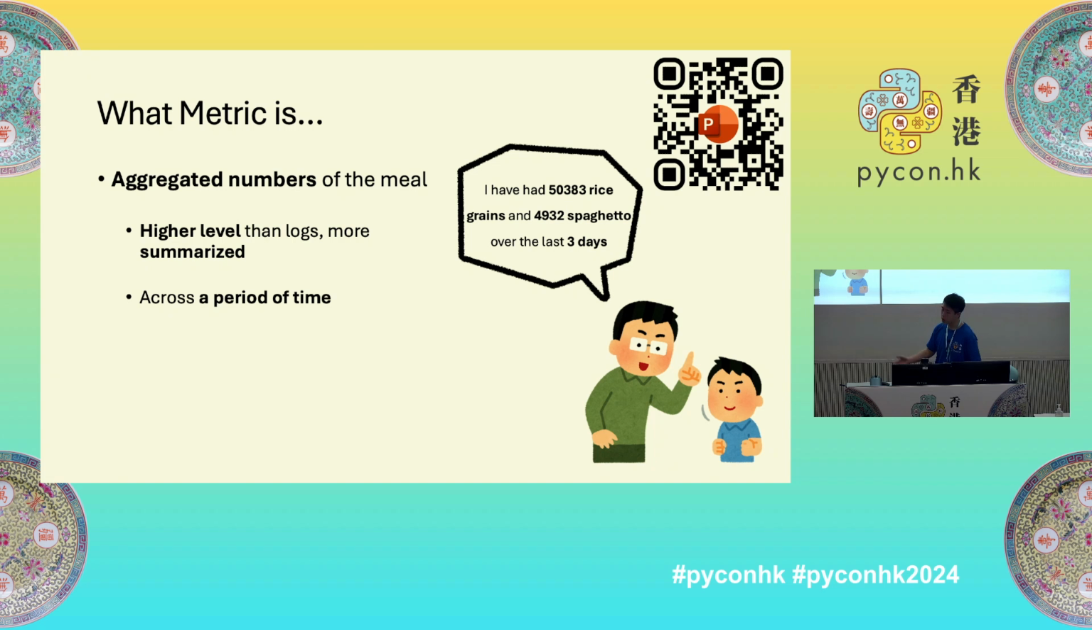Okay, talking about metric, it is more like some crazy numbers. In some sense, a metric is some aggregated numbers of the meal. Maybe he said, okay, over the last 3 days, we have, I don't know how to pronounce this, around 50,000 rice grains and around 5,000 spaghetto. I checked the dictionary, and spaghetto is actually the singular form of spaghetti. A metric is basically across a period of time, so bear that in mind.